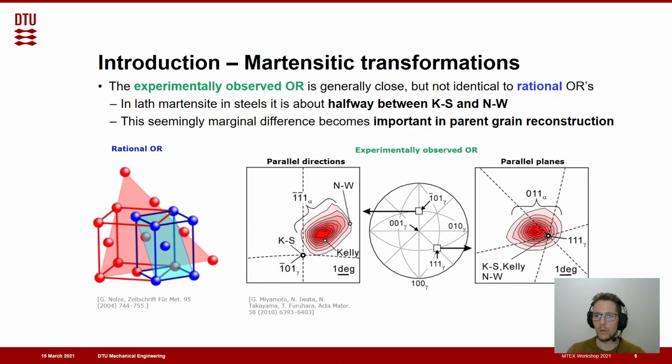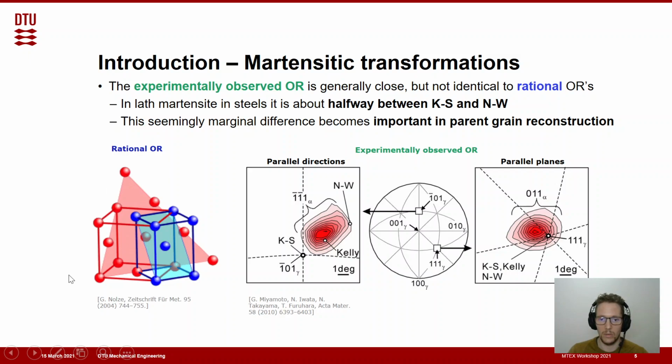To make this even a little bit more complicated, the experimentally observed orientation relationship is generally close, but absolutely not identical to the rational orientation relationships, with the rational orientation relationships meaning the ones we just saw with parallel planes and directions. In lath martensite in steels, the orientation relationship is somewhere halfway between Kurdjumov-Sachs and Nishiyama-Wassermann. We can see this down here.